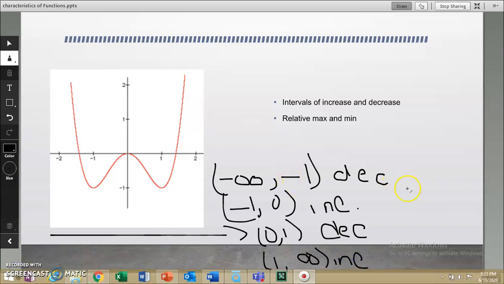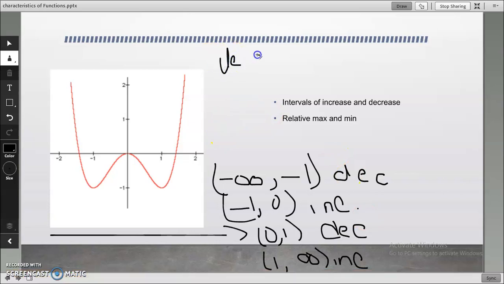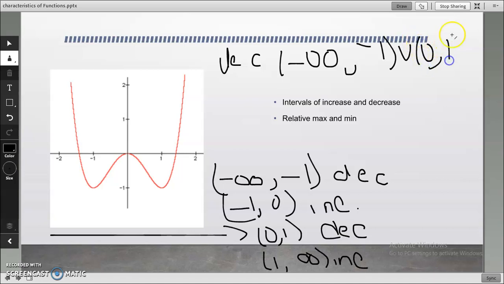So I actually can put these together. You don't necessarily want to leave them separated. We have a decrease, increase, decrease, increase. I can say my intervals of decrease are negative infinity to negative 1 in union with 0 to 1, right? I could.